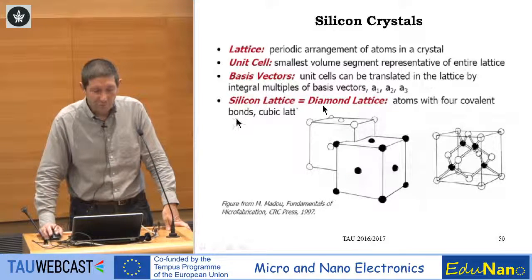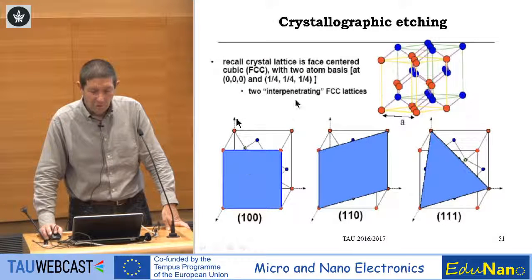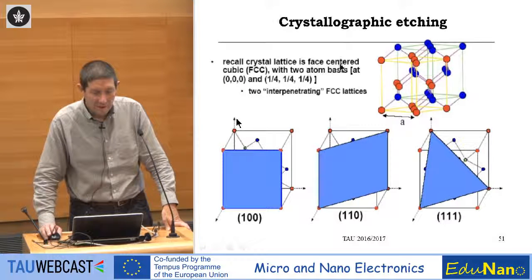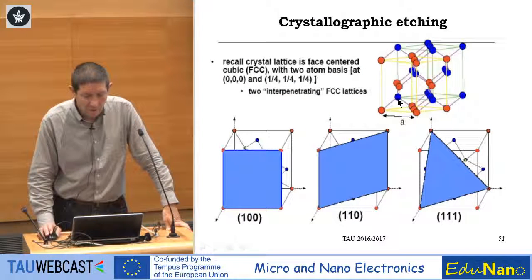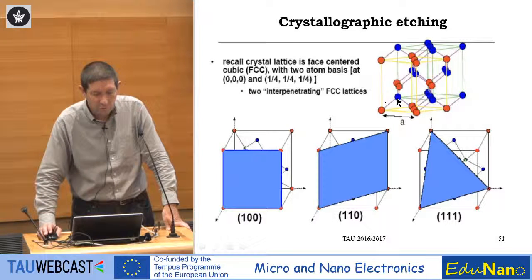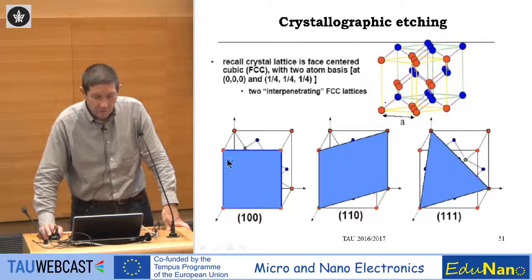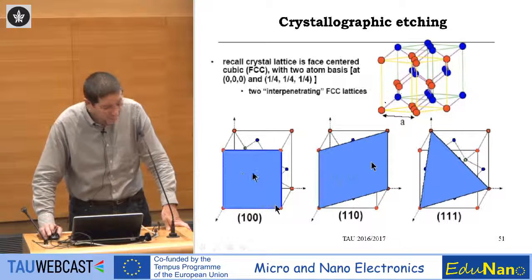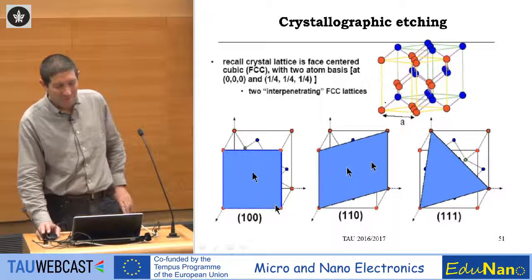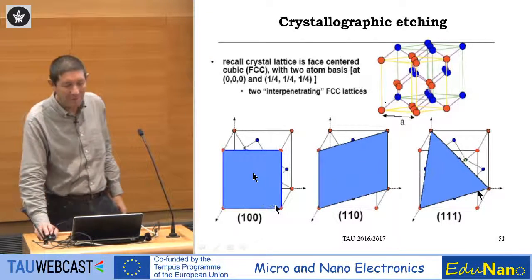with 4 covalent bonds. So if you look at the silicon structures, recall that the crystal lattice is face-centered cubic with a 2-atom basis, where you have atoms at 0, 0, 0 and at 1/4, 1/4, 1/4 in every corner. So this is the 1, 0, 0 plane, the 1, 1, 0 plane, and the 1, 1, 1 plane, as you studied in other classes.